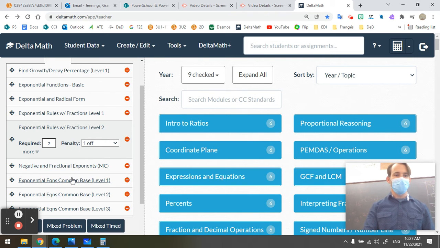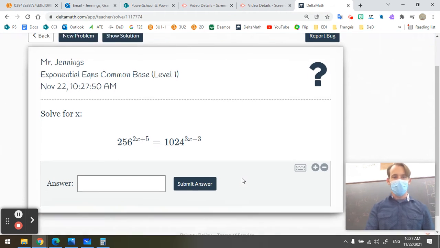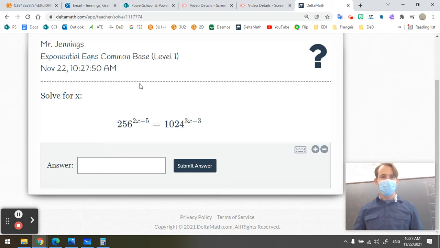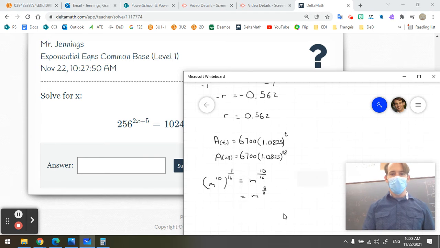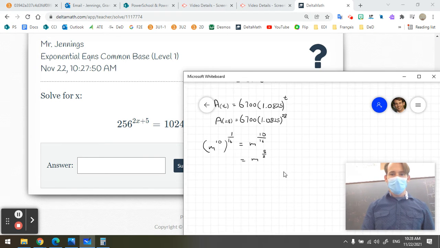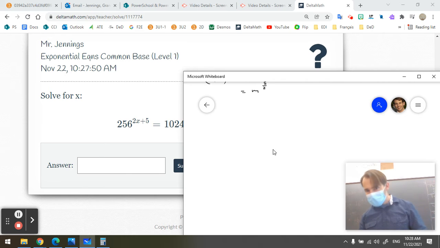Okay, now let's take a look at these exponential equations. I wanted to show you some of these. 256, I recognize that as a power of 2. I wonder if there's a simpler base. I think 4 will work here as well, maybe even 8. So here, let's go. 256 to the 2x plus 5.